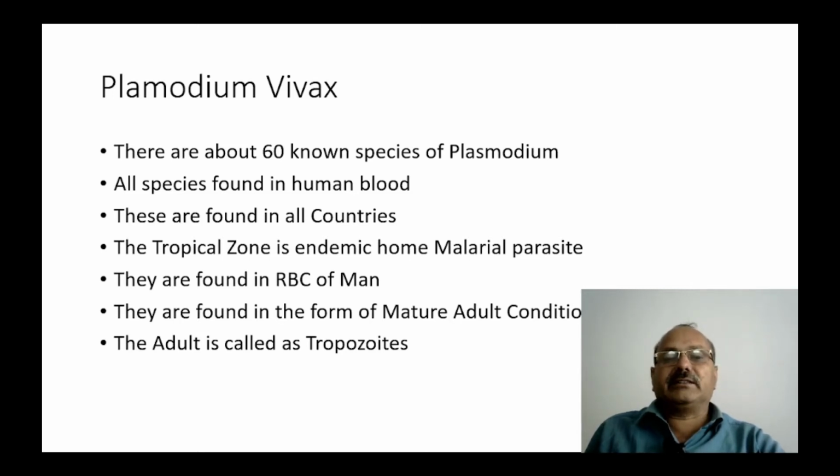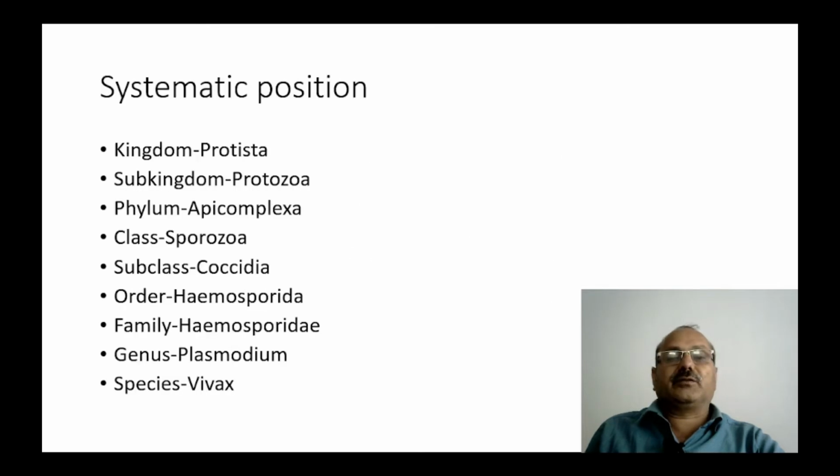We can take one example like Plasmodium vivax. There are about 60 known species of Plasmodium. All species are found in human blood. These are found in all countries. The tropical zone is endemic, which causes malaria. They are found in the RBCs of man, in the form of mature adult condition. The adult is called the trophozoite.